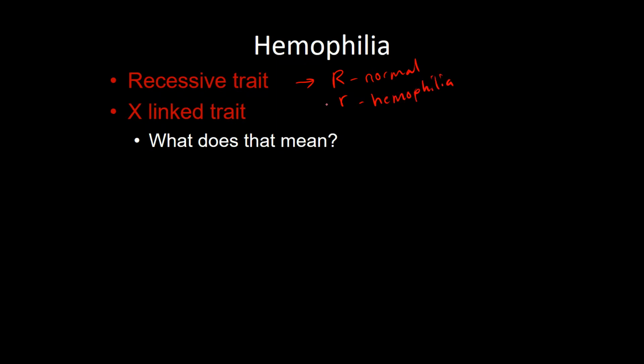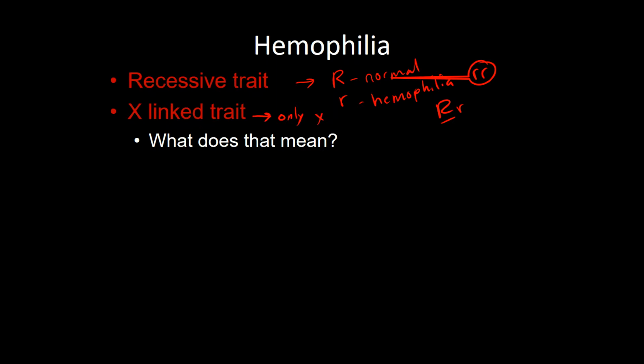You would need to have two little r's in order to have hemophilia. If you had a big R, little r, then you would have one of these, which means that you would clot your blood normally. So it is also an X-linked trait, which means it is only found on the X.